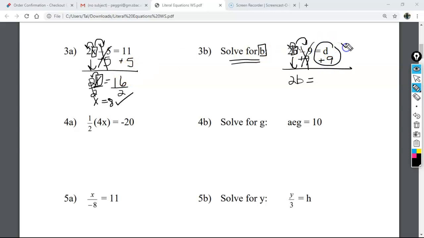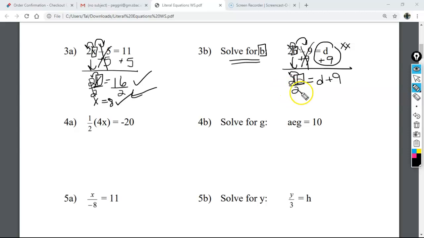There's nothing that I can do with d plus 9 because they are not like terms. I literally have to write them down as I see them, d plus 9. All right, so that's my first step, just like I had one step here, but then I still had a second step. So I'm going to box the variable b again. Now this time I can deal with that 2 and divide it out.